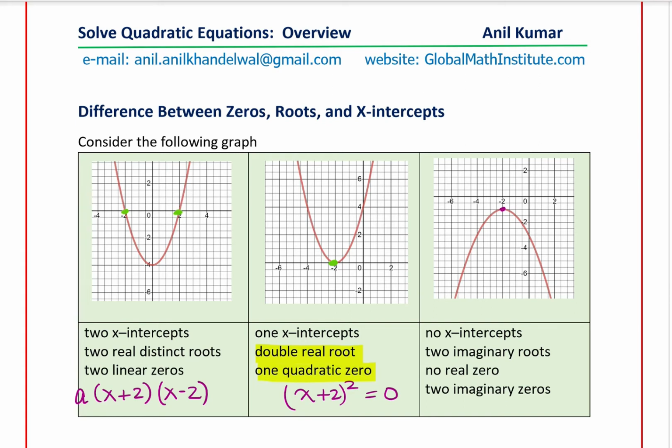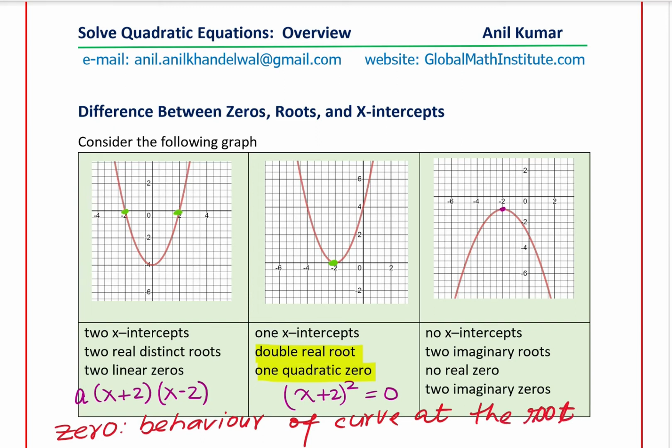So with zero, we're trying to define the behavior of the curve at the x-intercept. So in this case, what we are also saying is zero indicates behavior of curve at the root.